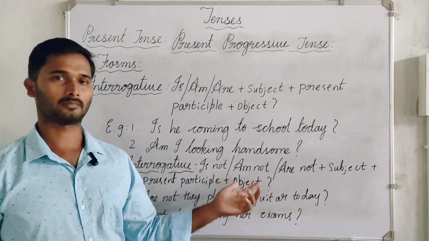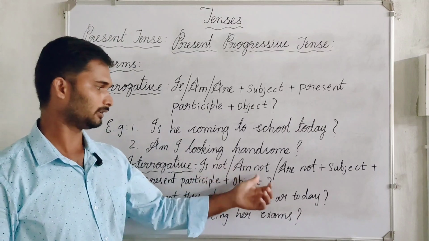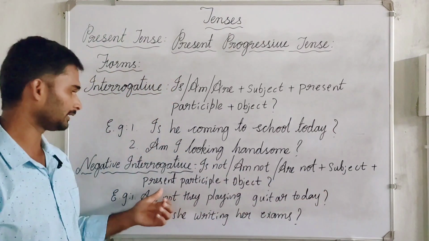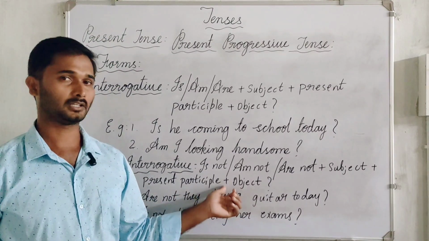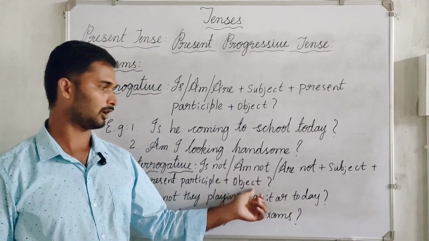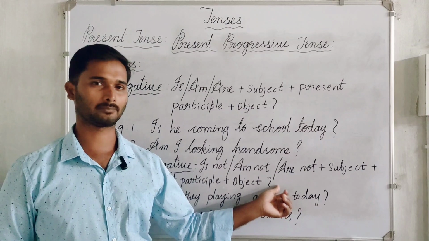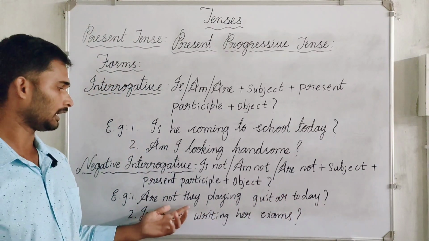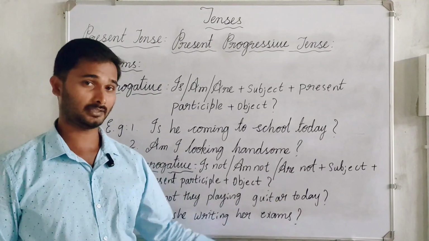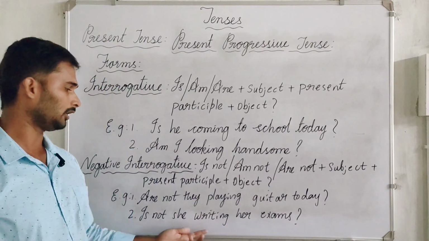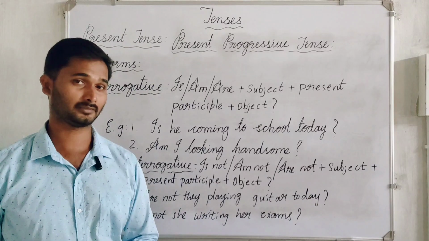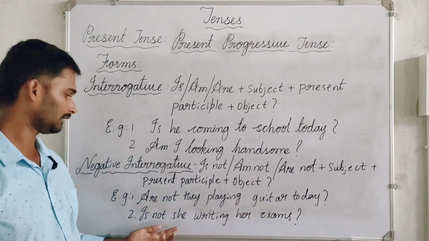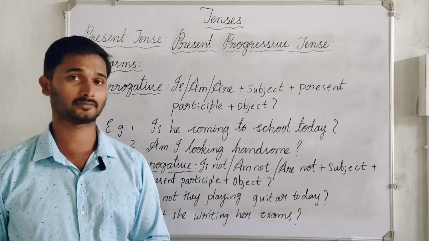Negative interrogative form and the syntax. Is not, am not, are not plus subject plus present participle, we also call it V1 plus ing form, plus object. At the end of it, an interrogative mark, means a question mark. Some examples. Are not they playing guitar today? Is not she writing her exams? The short forms. Aren't they playing guitar today? Isn't she writing her exams?